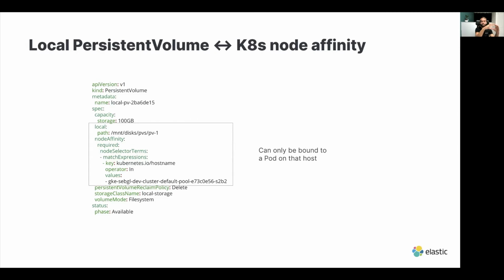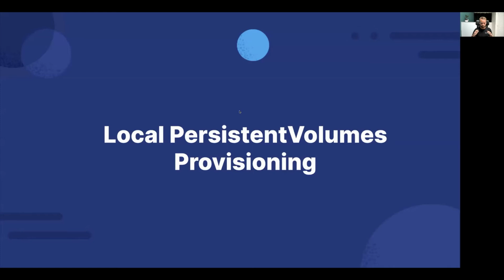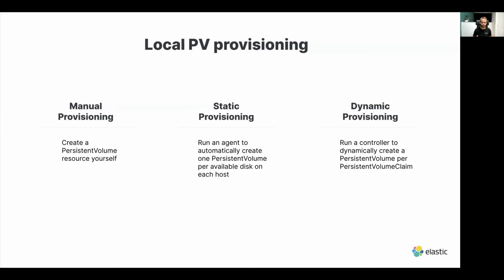So how can you make use of those volumes yourself? You have to provision them because they are likely not just there by default. So I think there are, in general, three different ways to provision those volumes. The first one, which I call manual provisioning, is where you basically create that persistent volume resource yourself: write the YAML file, create a resource for that volume.